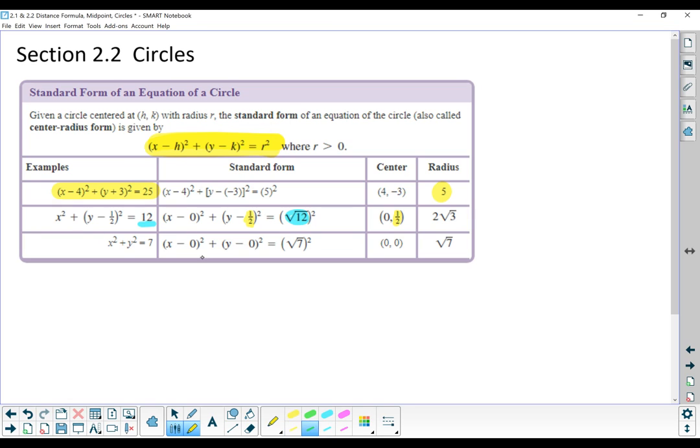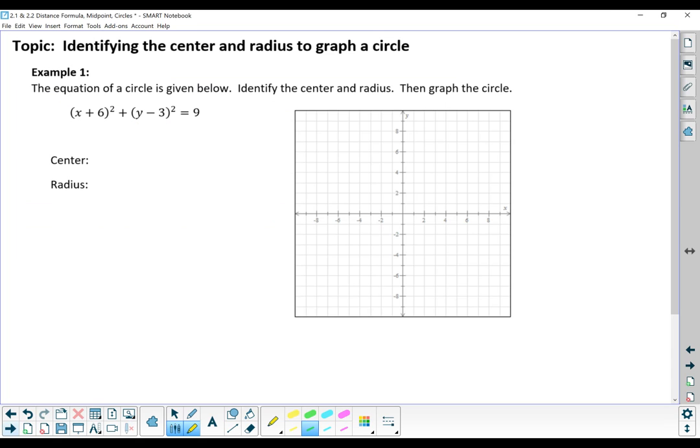And then if the center is at the origin, the equation just looks like an x squared plus a y squared because x minus 0 is just x. So you should be familiar with that. The first topic is to graph a circle when the equation is given to you. So the first thing you need to identify is the center.